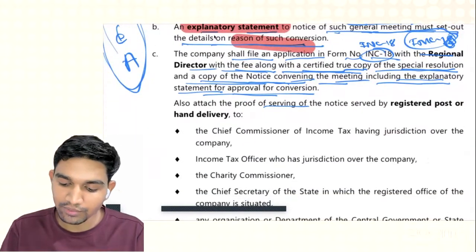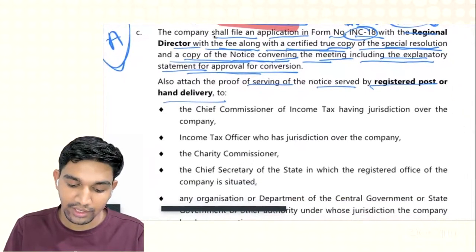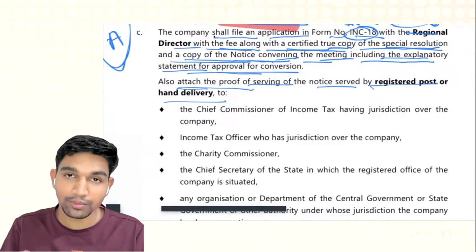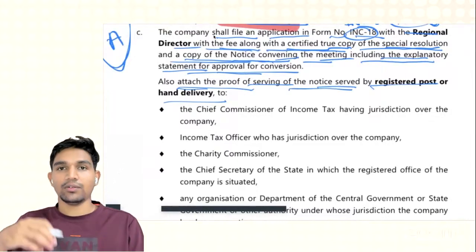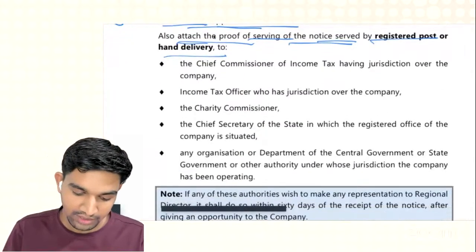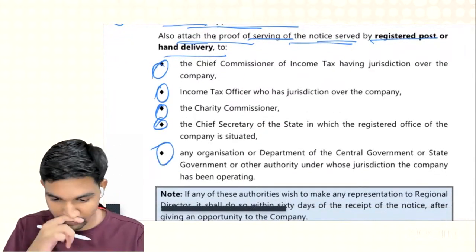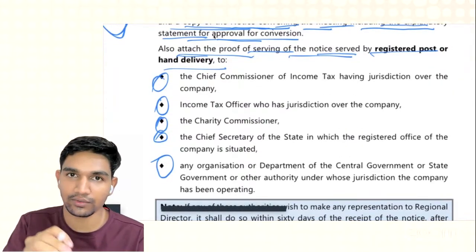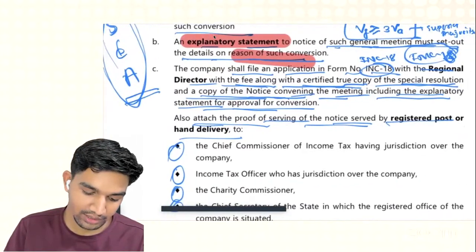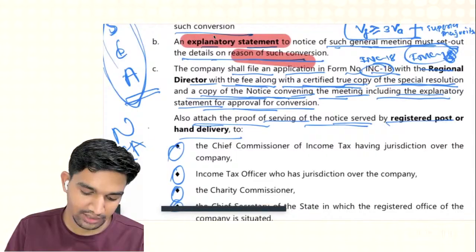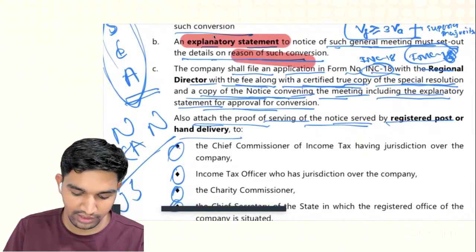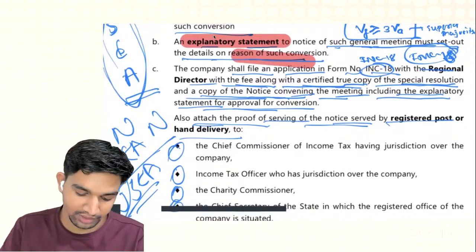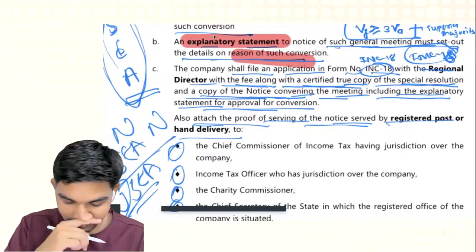Also attach the proof of serving of the notice, served by registered post or hand delivery. So we have to give the notice to these five persons, and the proof of serving of the notice has to be attached to this form. Proof of notice should be attached.